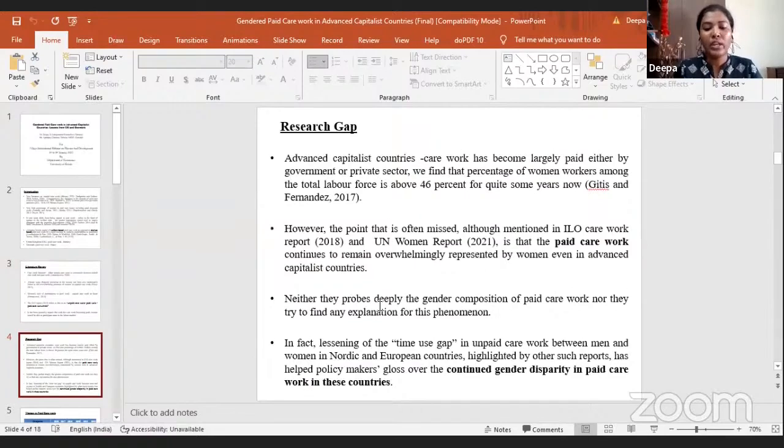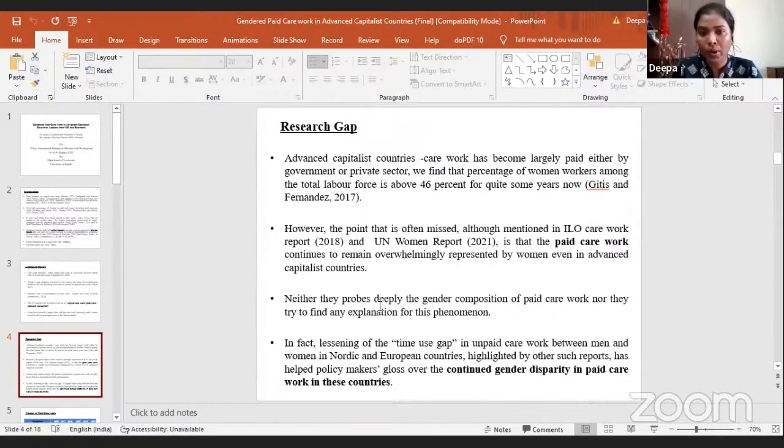If we look into the data for advanced capitalist countries where care work has become largely paid, either by government or the private sector, we find that the percentage of women workers among the total labor force is above 46% for quite some time now.